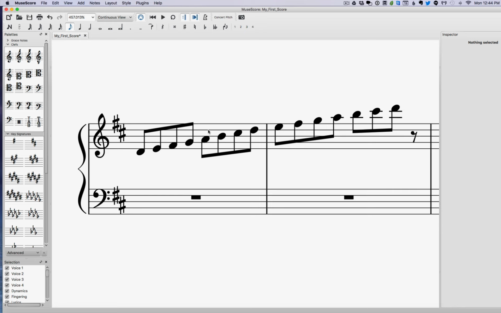Okay, with that, let's review the rules of first species counterpoint again, because these are going to be the building blocks for everything we do in this class on advanced counterpoint. So let's go back and look at the first species counterpoint rules one more time, and then we'll press on to the new stuff.